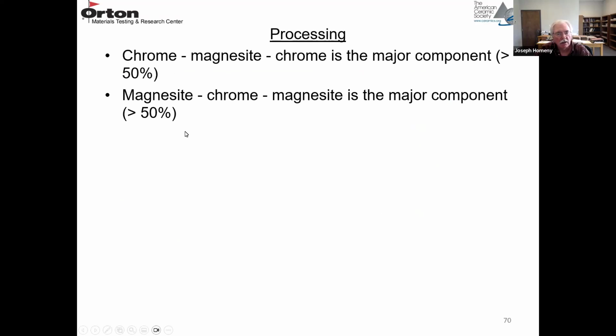This spinel with FeO and going through the oxidation reduction causes those issues with the volume expansions and contractions. So when you make a chrome magnesite refractory, if chrome is the major component, if it's greater than 50%, it's called a chrome magnesite refractory. If the magnesite is the major component, greater than 50%, it's a magnesite chrome refractory.